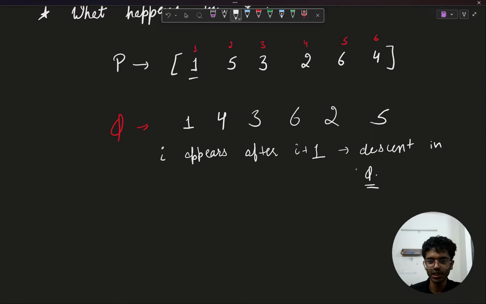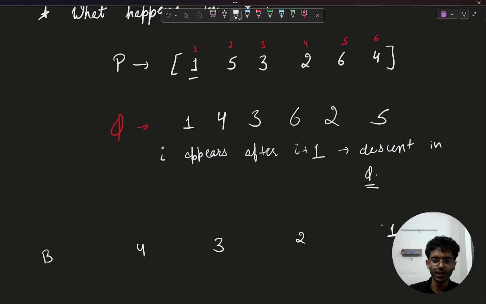Now, using this observation, can we say that if you're placing one somewhere, we should be placing two before this one to get a descent in the other permutation, right? And if we're placing two over here, we should be placing three somewhere behind so that this two, three also creates a descent in our permutation Q, right? So we can place a two here, we can place a three here, we can place a four here, and we'll just continue this up till some index. Let's call that index b, right?